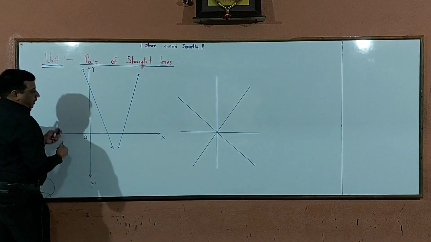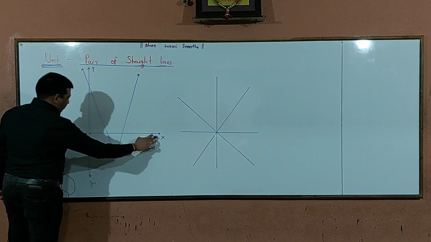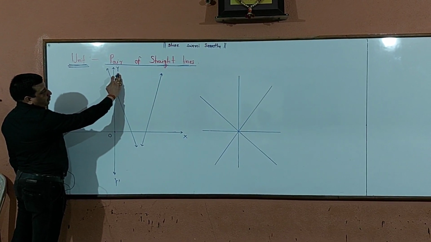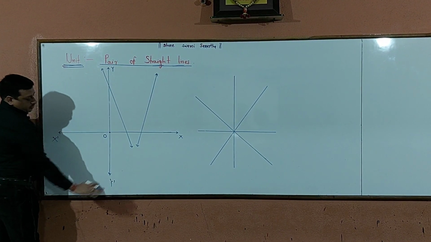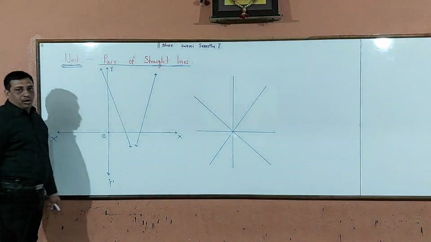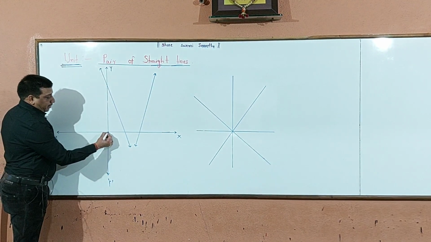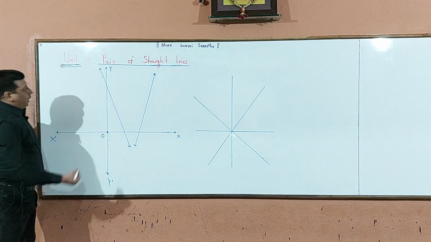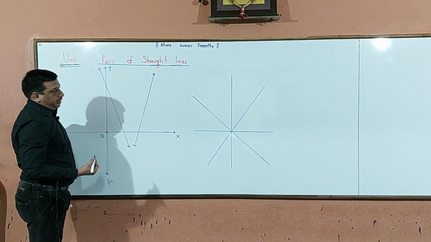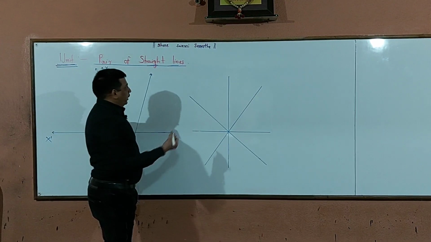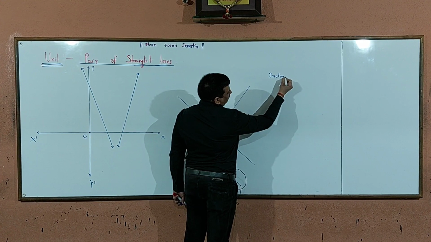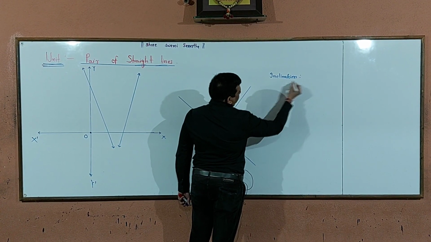Coordinate system: the positive x-axis, the negative x-axis is denoted by x dash, the positive y-axis is denoted by y, and the negative y-axis is denoted by y dash. The x and y axes together are called coordinate axes, and they meet at the origin O. First we discuss the inclination of a line.